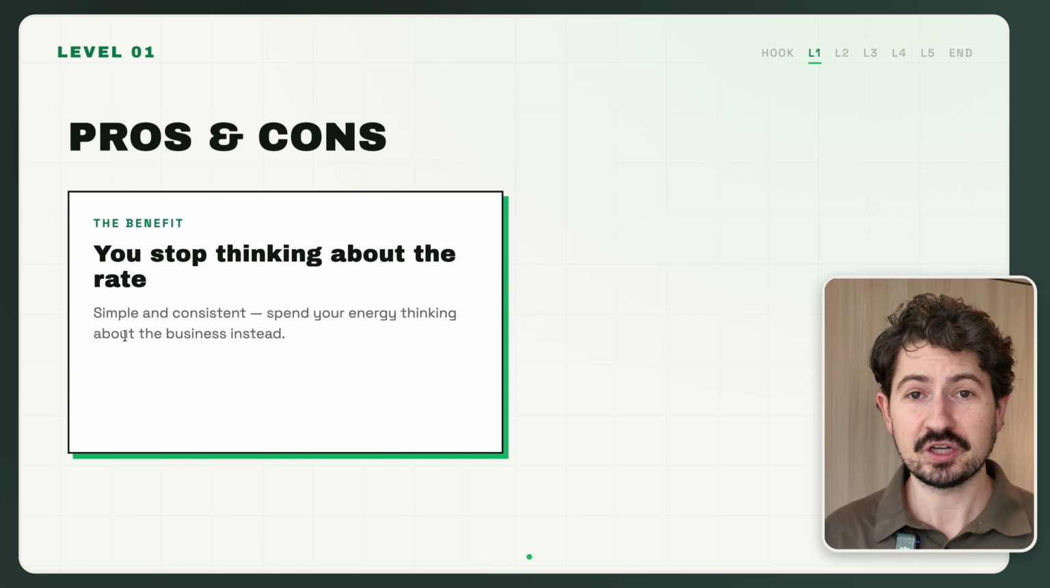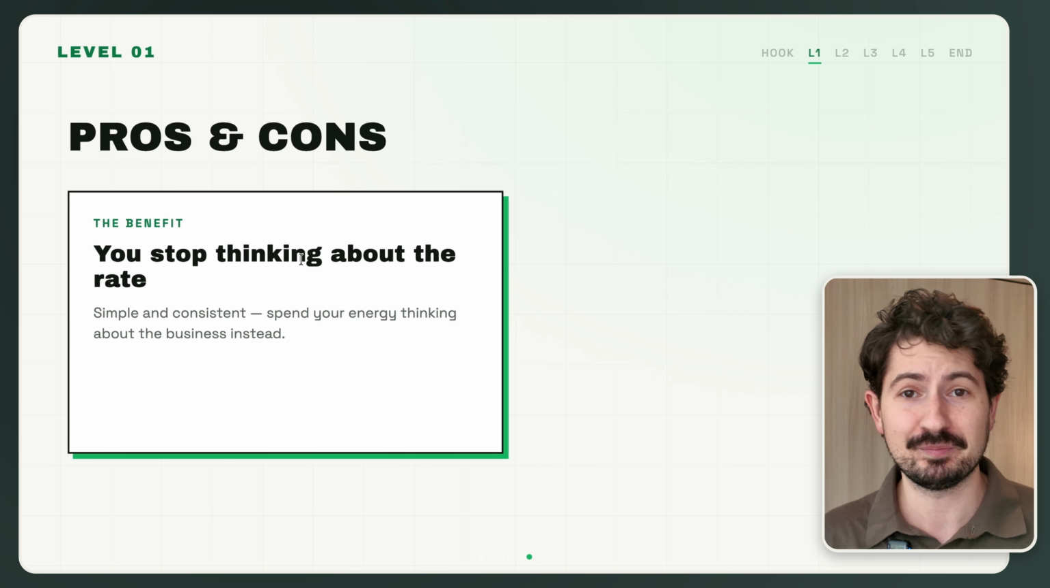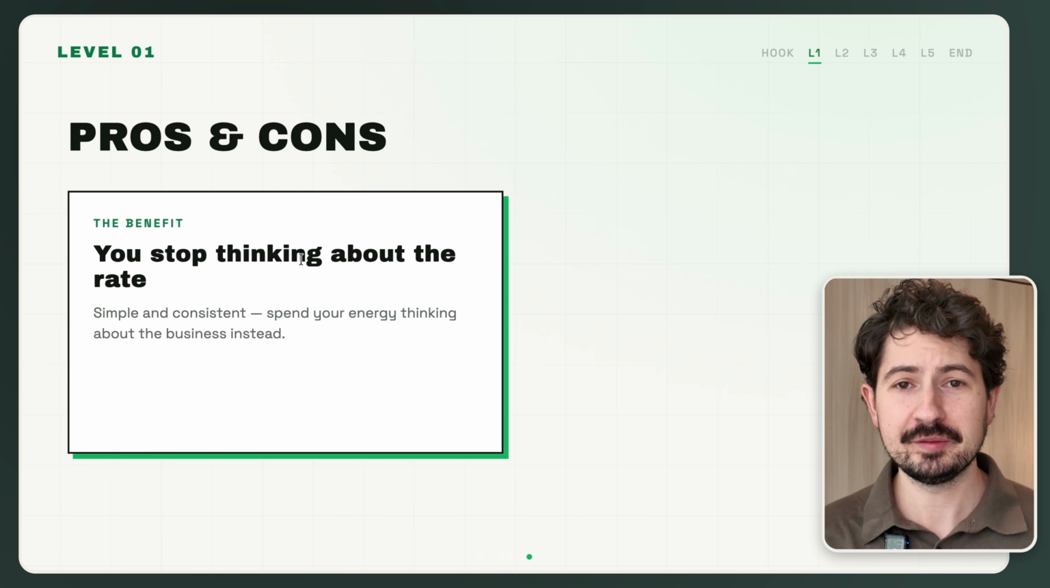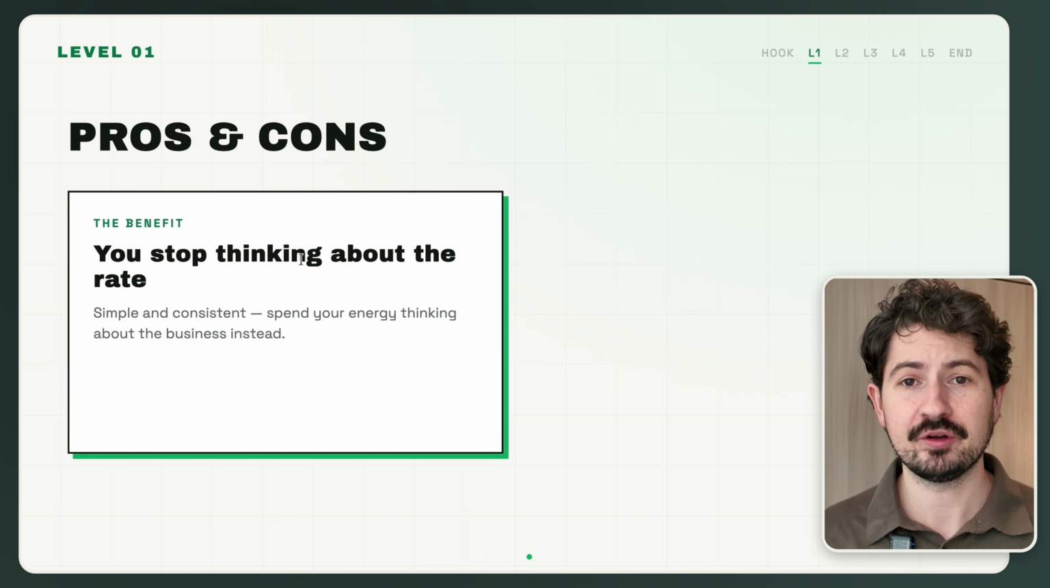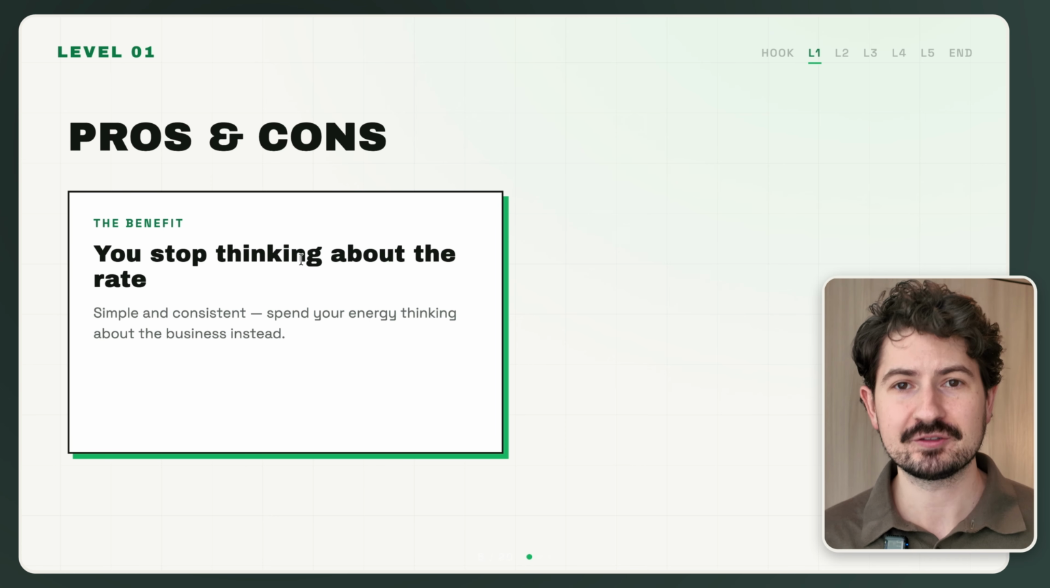It has some very real benefits. For example, you stop thinking about the rate and you spend your time actually thinking about the business that you're analyzing. We all have limited time. So if you're able to cut down on the time you spend thinking about your discount rate and maximize the amount of time you're actually weighing the factors that matter in your head about your analysis, that's awesome, and a lot of experienced investors will just stay at level 1.